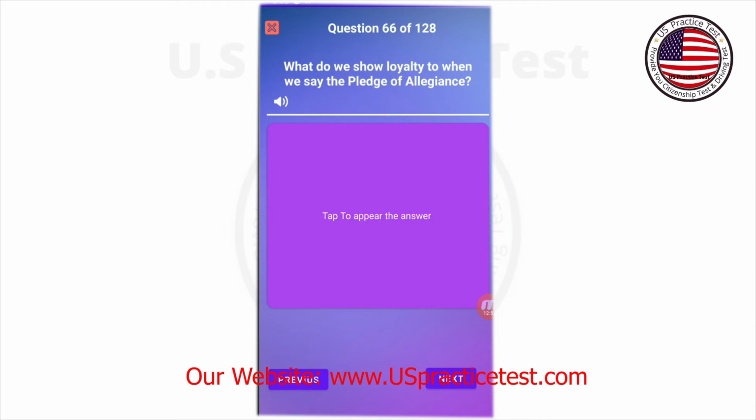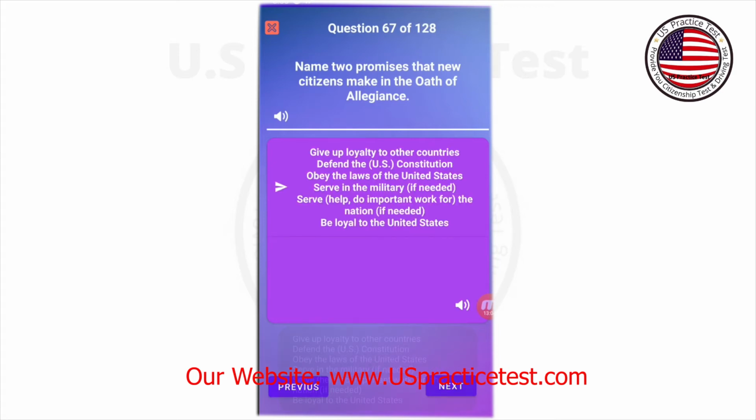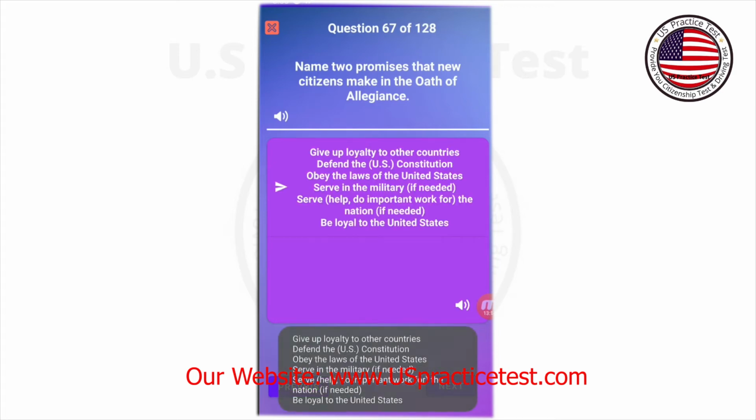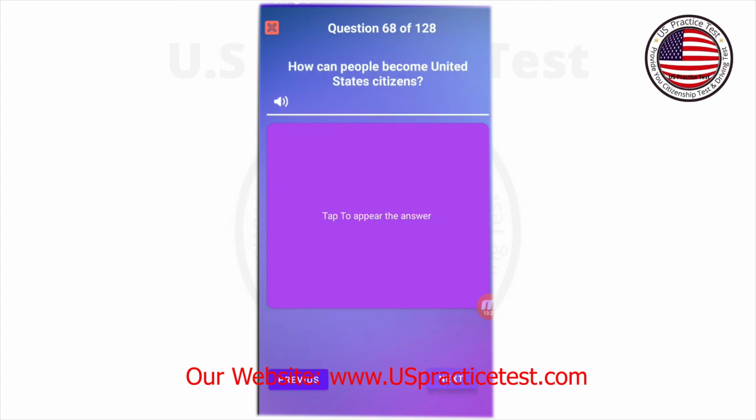What do we show loyalty to when we say the Pledge of Allegiance? The United States. The flag. Name 2 promises that new citizens make in the oath of allegiance. Give up loyalty to other countries. Defend the U.S. Constitution. Obey the laws of the United States. Serve in the military if needed. Do important work for the nation if needed. Be loyal to the United States.